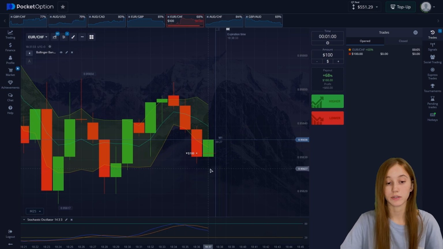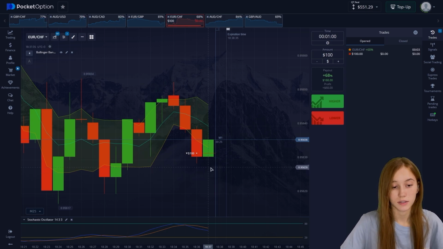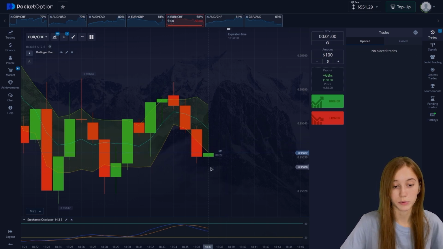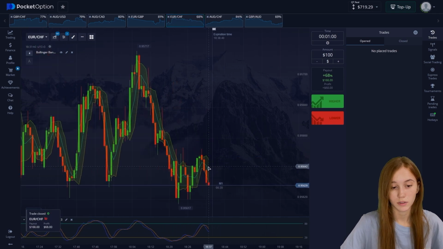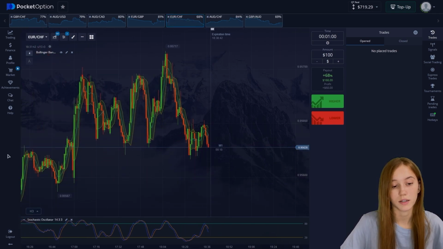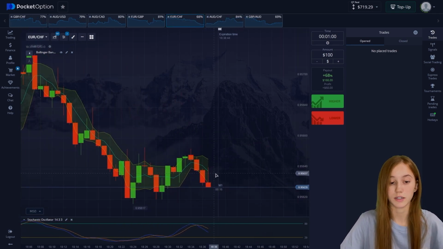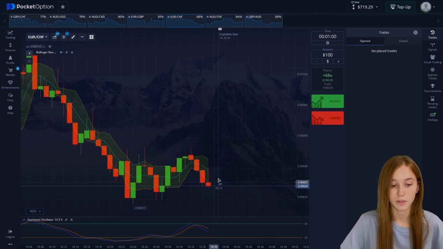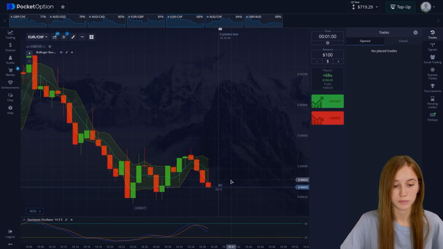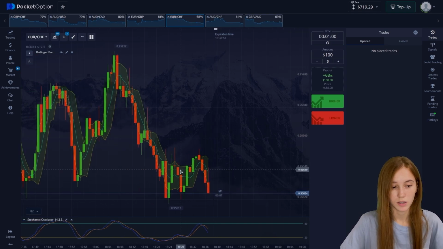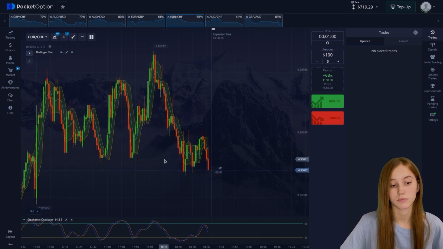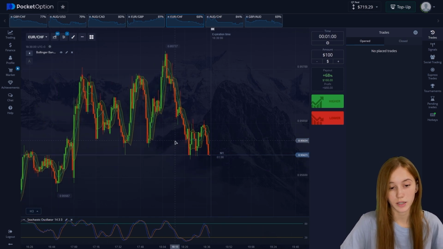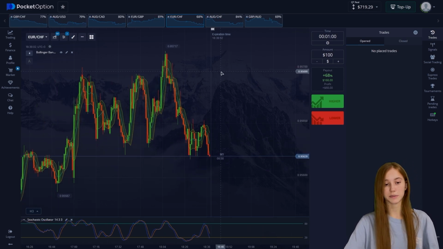So we traded on this concept. Let's remove this and continue on the next concept. The interest is 70% as well, and here we are in the next concept.